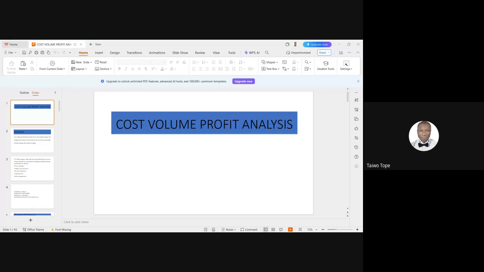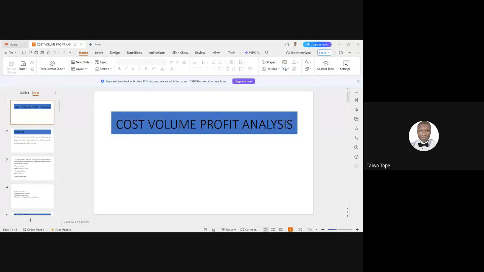When we talk about fixed costs, it is what we all know. Fixed costs are costs that do not change with the level of output, but variable costs are costs that change directly with production or sales volume. An example: we have direct labor, we have materials, and so on. And volume refers to the level of output or sales.